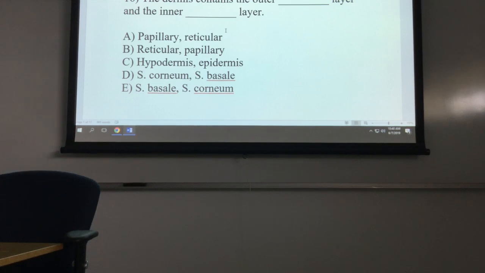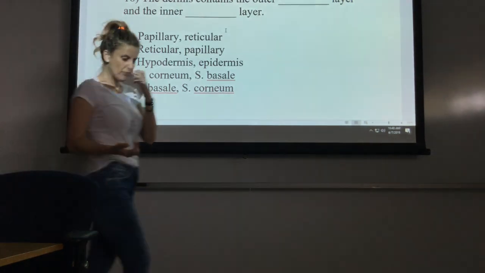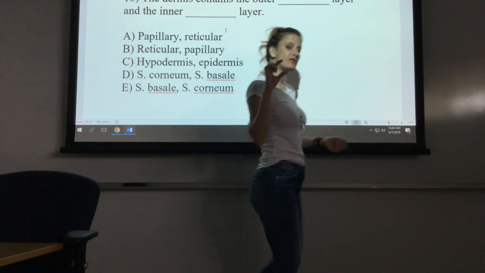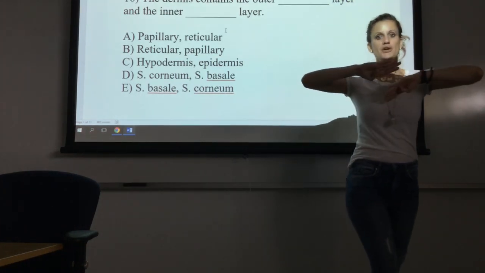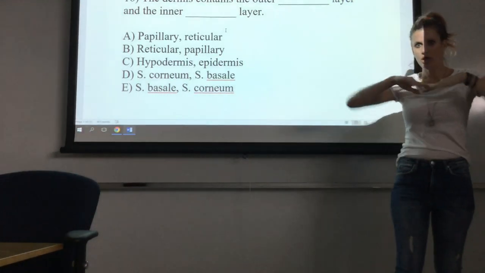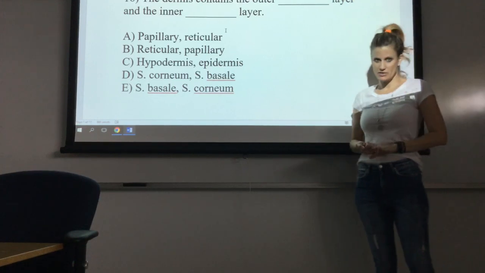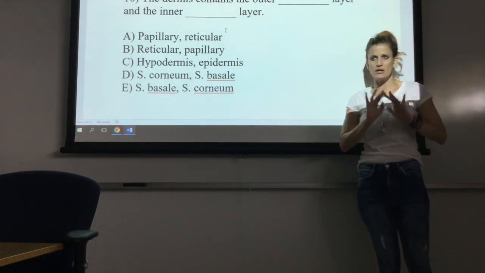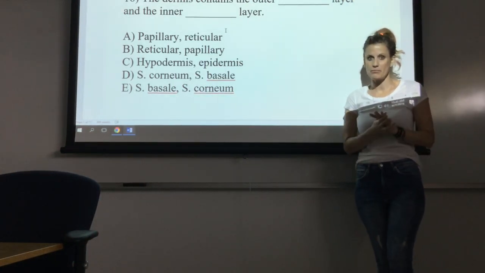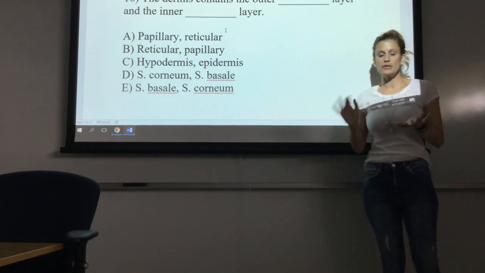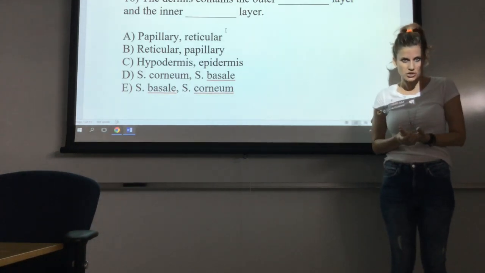Okay, number 16. The dermis contains the outer blank layer and the inner blank layer. So the dermis has two layers. I remember the outermost layer is the papillary layer, and then the deeper layer is the reticular layer. They're both made out of connective tissue. Okay, they're no longer opening or lying on an open surface, so they're not epithelial tissue. Both layers of the dermis are connective tissue.